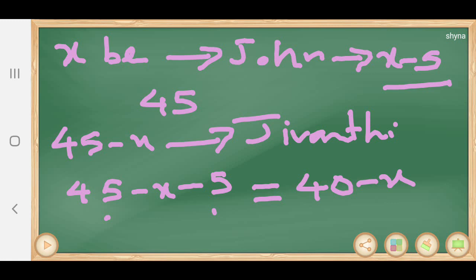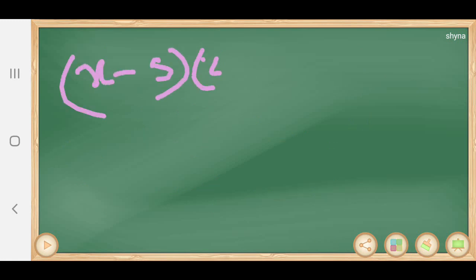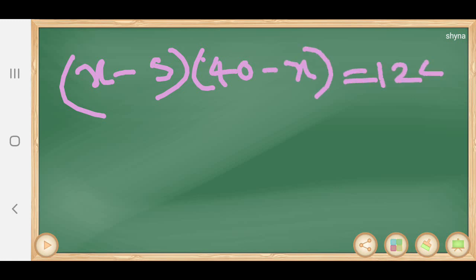Then it is given that after losing 5 marbles, the product is 124. Yes, the product of x minus 5 and 40 minus x. How will you write the product? x minus 5 into 40 minus x equal to 124. How will you multiply x minus 5 and 40 minus x?